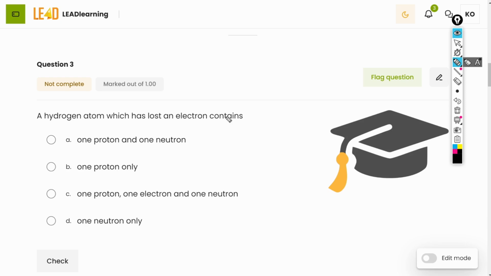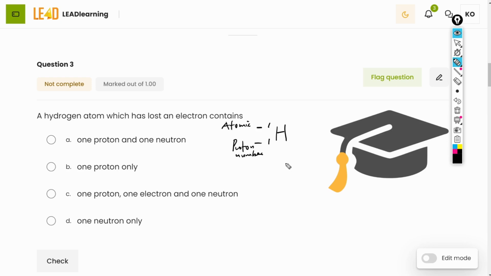Question 3. A hydrogen atom which has lost an electron contains. Now, a hydrogen atom has the configuration 1:1. That is, the proton number is 1. This is the proton number. And this is the atomic mass.